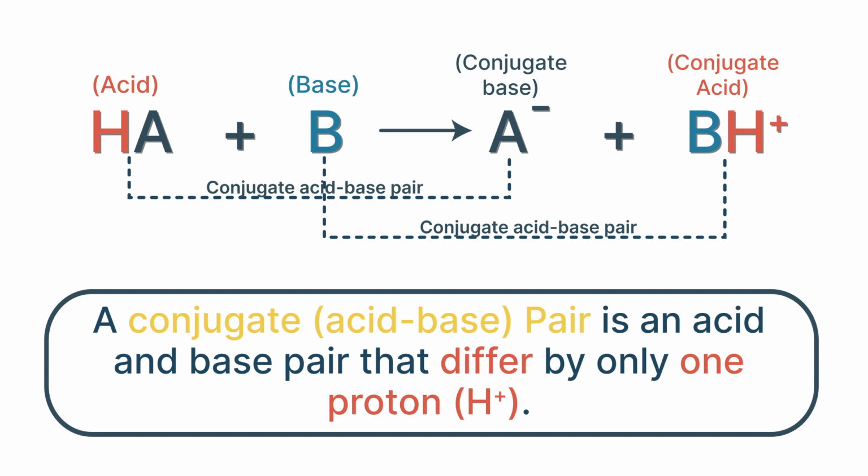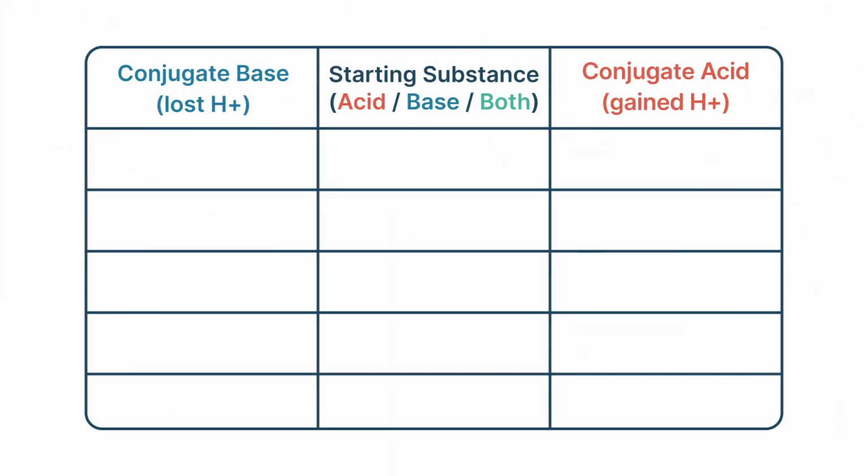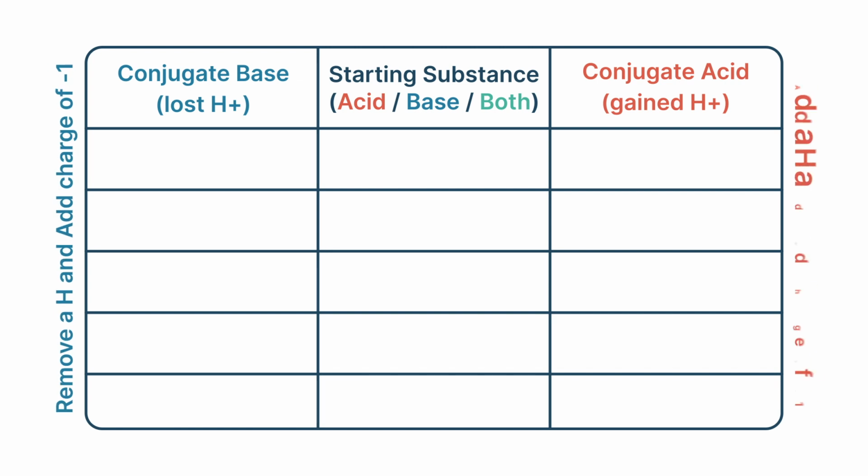Questions tend to ask you to identify the conjugate acid or base of a given substance, or identify a conjugate acid-base pair from a chemical equation, as we've seen. Let's have a look at some examples. A table is the best way to work with conjugate pairs. Here you can see in the central column that we will have a given substance. Whether it behaves as an acid or a base, or both, will be indicated by its colour. In the left column, we have a base formed from an acid by the loss of a proton. In the right column, we have an acid formed from a base by accepting a proton.